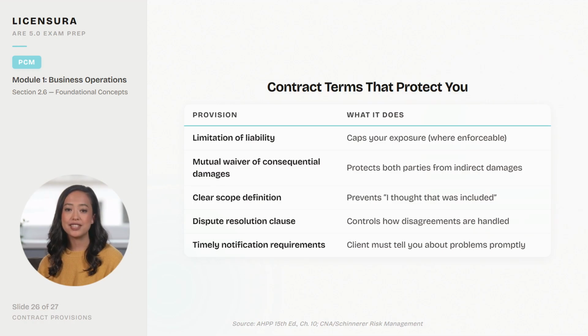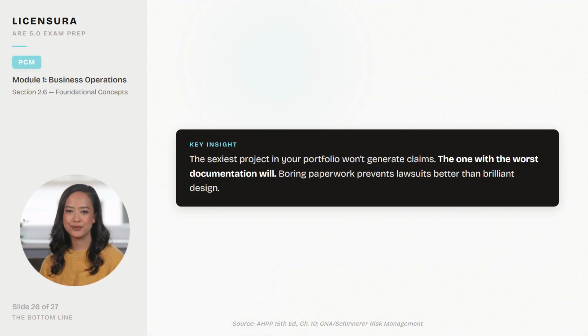Finally, your contracts themselves are a risk management tool. A limitation of liability clause caps your exposure. A mutual waiver of consequential damages protects both parties. A clear scope definition prevents, "I thought that was included." A dispute resolution clause controls how disagreements play out, and timely notification requirements mean the client has to tell you about problems promptly. Good paperwork prevents lawsuits more effectively than good design. The time you invest in documentation and quality control is the best risk management money can buy.